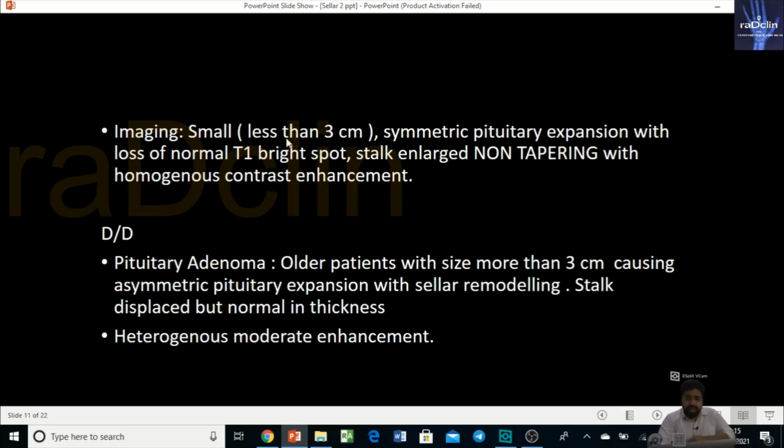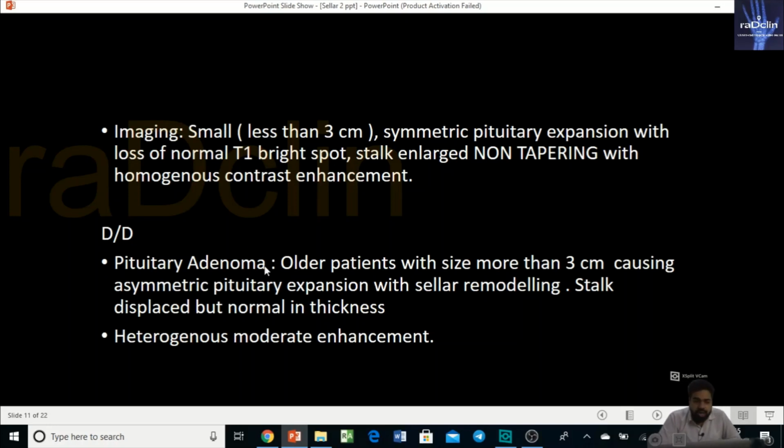Imaging shows a small, less than 3 centimeters, symmetrical pituitary expansion with loss of the normal T1 bright spot. The stalk is enlarged and not tapering, with homogeneous contrast enhancement. Now, it's a very close differential of a pituitary adenoma. Now, how to differentiate it?